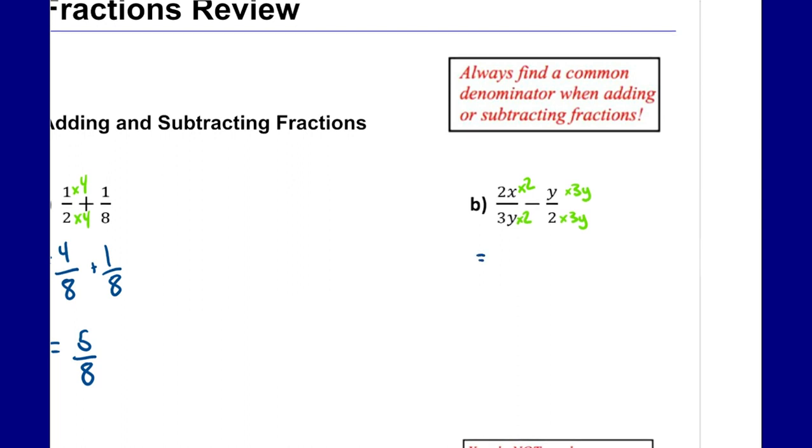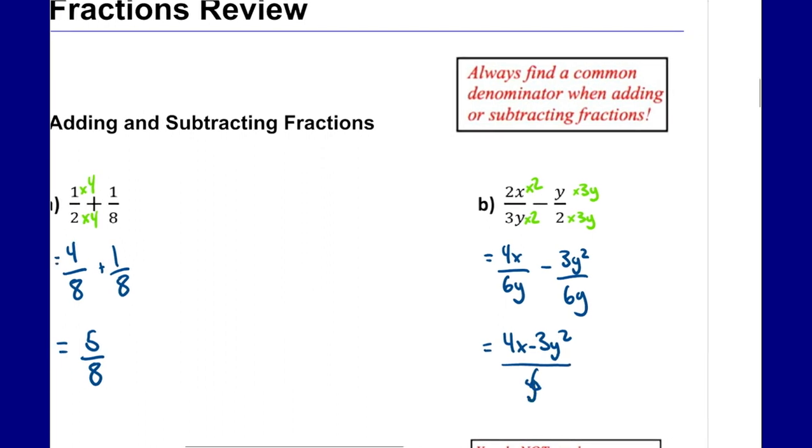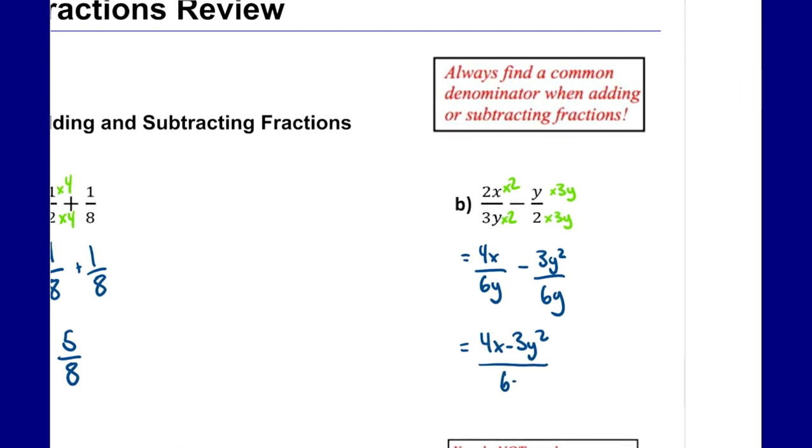So this would work out to 4x over 6y minus 3y squared over 6y. Now I can subtract, so I can do 4x minus 3y squared, all divided by 6y. Even though I can't simplify the top any further, I can't subtract those two values, I can at least combine my two fractions together in a sense.